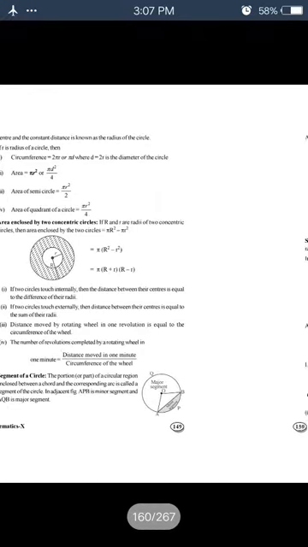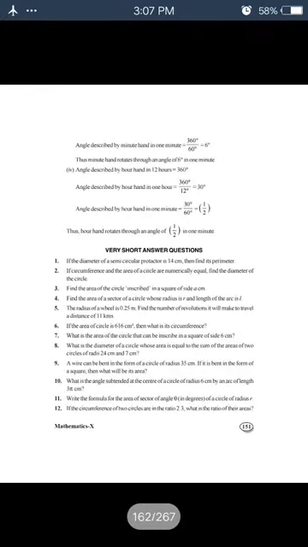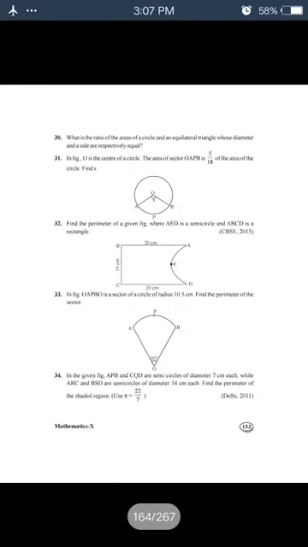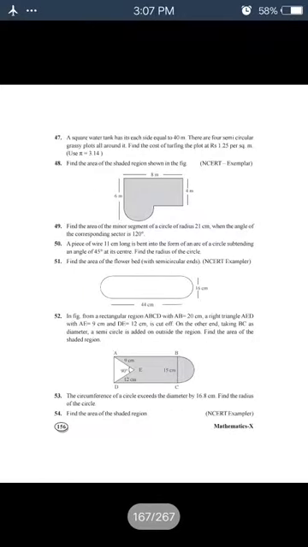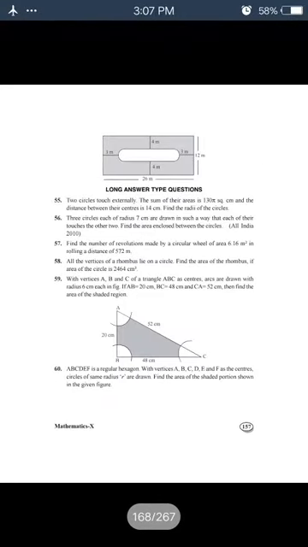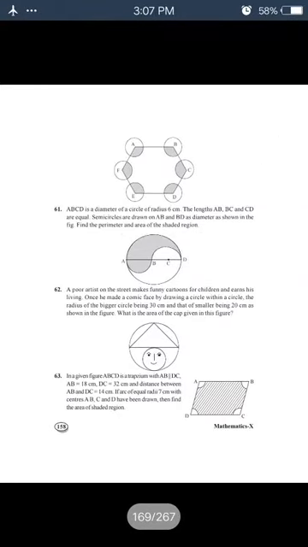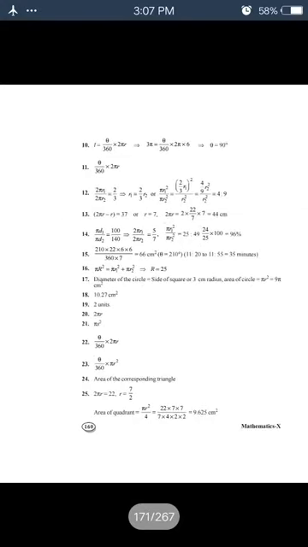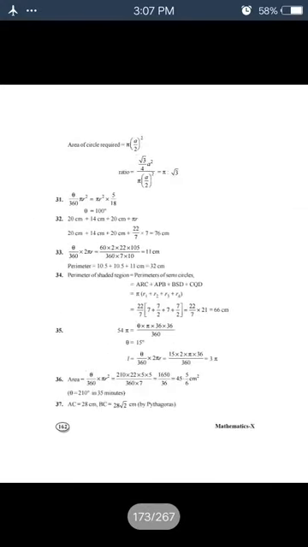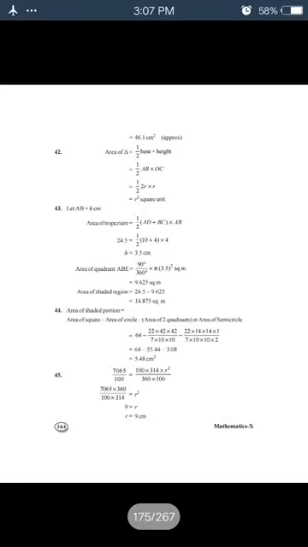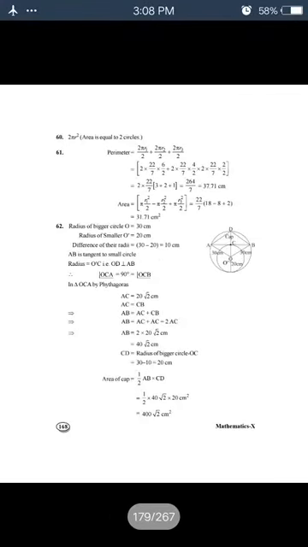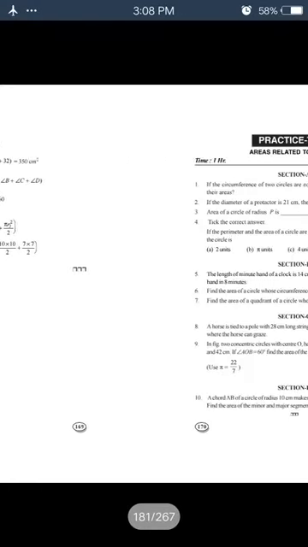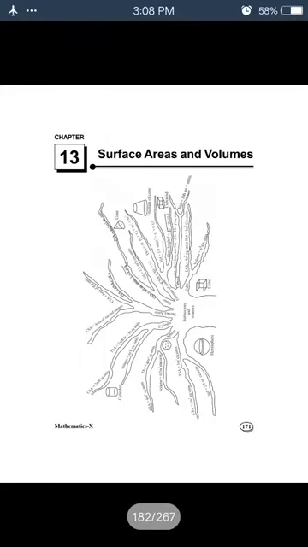Now here you can check the types of questions. The notes of this full book are given here. So you can check these types of questions which are important. All the important concepts are covered here with answers. You can check the solutions also where you will face difficulty. Solutions are also given. You can check this. This is a practice paper.